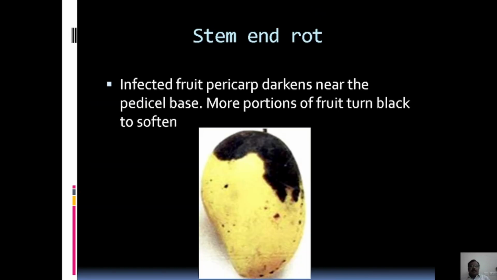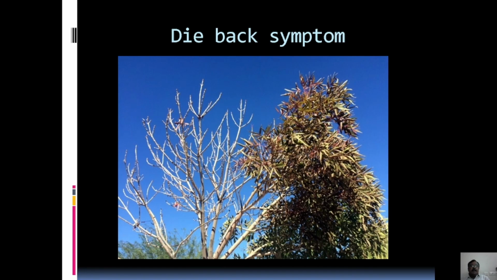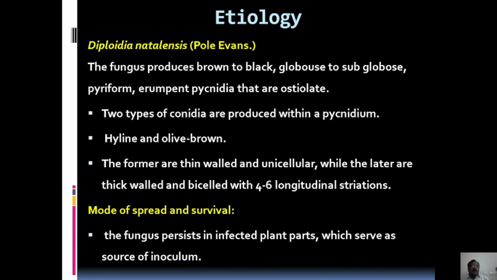And then stem end rot, in which the pericarp of the infected fruit becomes darkened in color near the pedicel base, and more portions of the fruit turn dark black, and the internal portions are softened and discolored, leading to complete rotting of the end. It also produces a dieback symptom, which we studied earlier in Botryodiplodia theobromae.